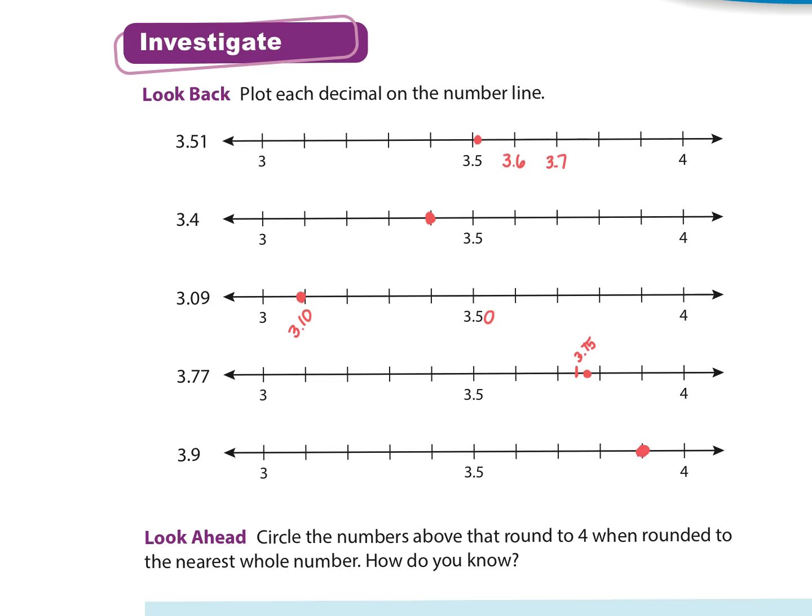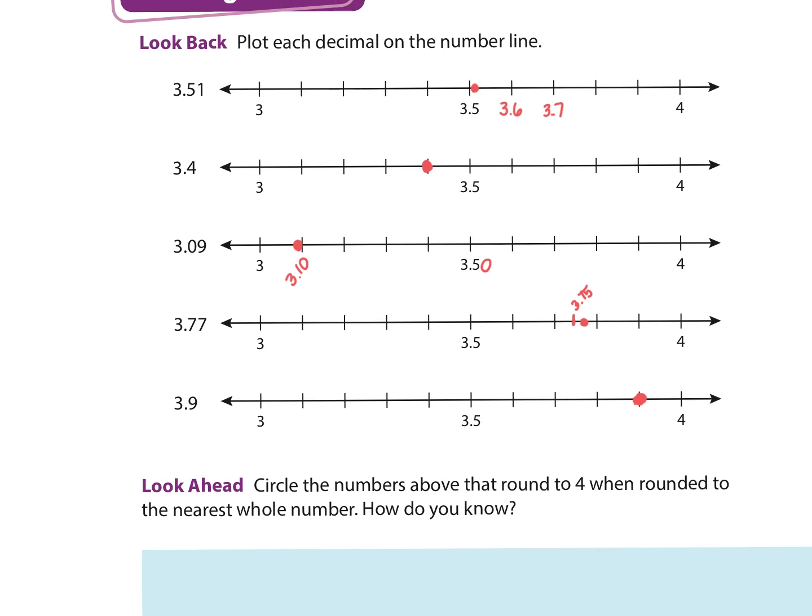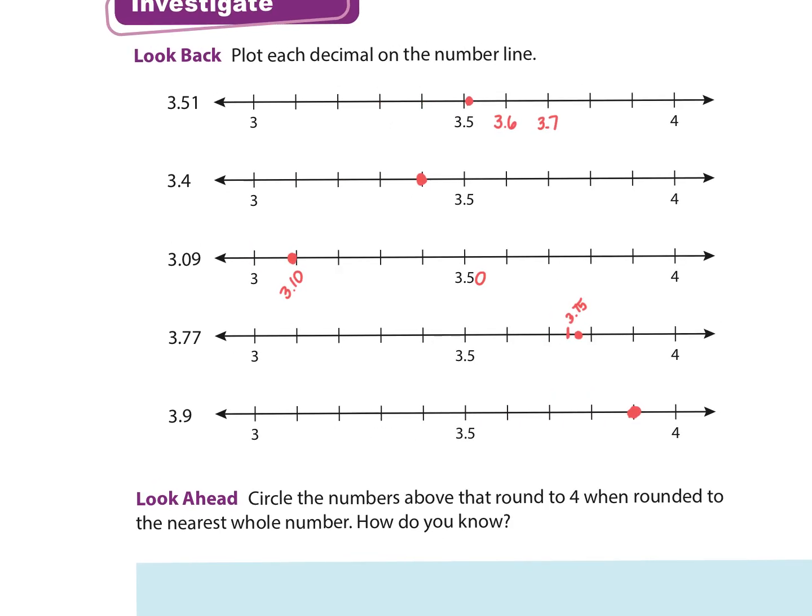Okay, now we're going to look ahead. So this is what is coming. It says circle the numbers above that round to 4 when rounded to the nearest whole number. Which of these 5 numbers that we just plotted on the number line would round to 4 if I'm rounding to the nearest whole number? 3 and 9/10ths is one of them. 3 and 4/10ths. Rounding it to 4 as a whole number.